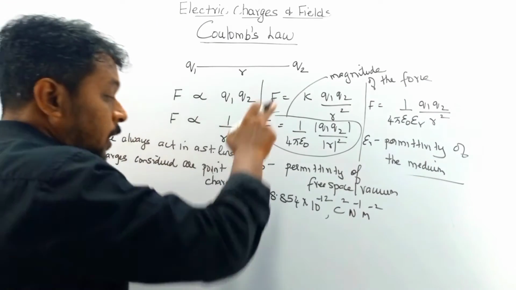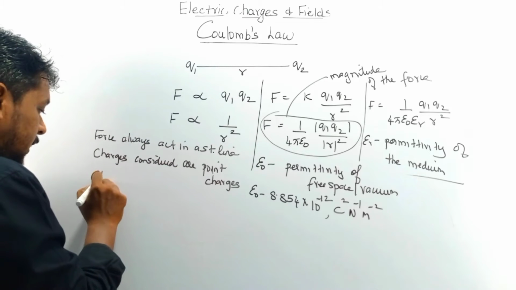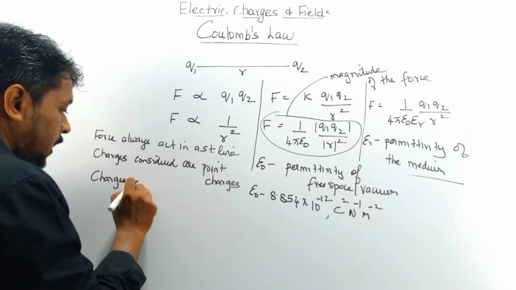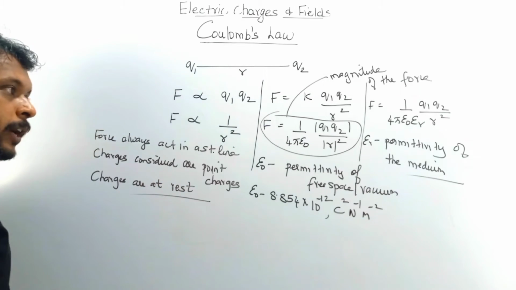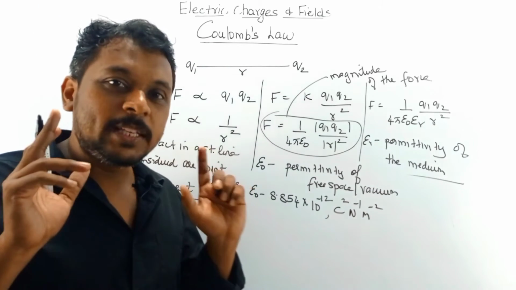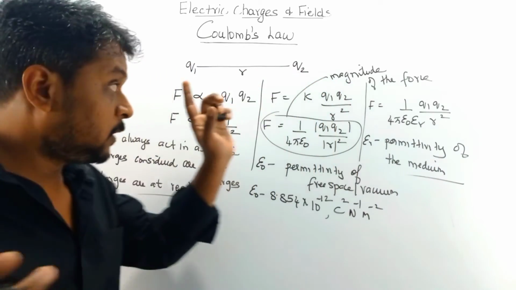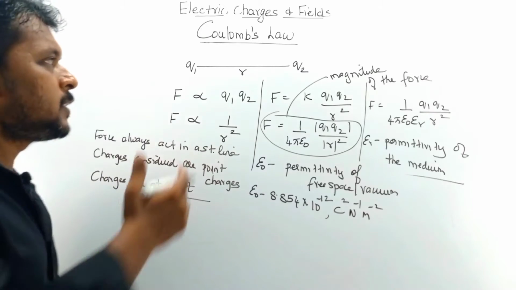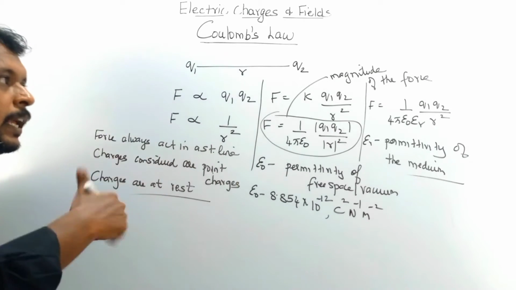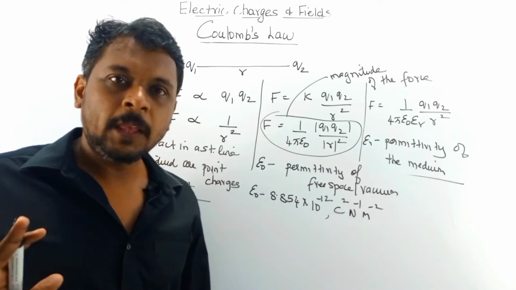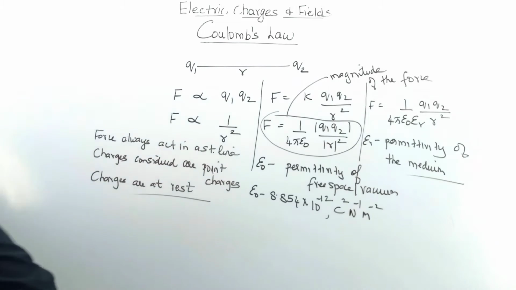In Coulomb's law the charges considered are point charges, and one more point is that the charges are at rest. Only charges at rest are considered here. Moving charges are not considered with respect to Coulomb's law. Coulomb's law is applicable only for point charges and charges at rest. So this is the representation of Coulomb's law with respect to magnitude.